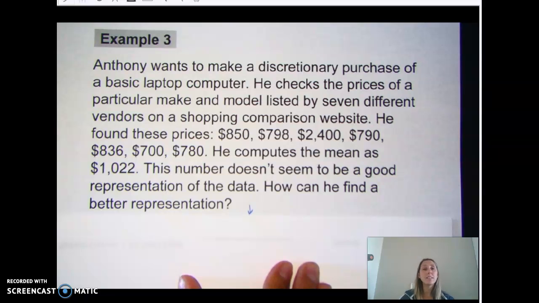So Anthony wants to make a discretionary purchase of a basic laptop computer. He checks the prices of a particular model and make listed by 7 different vendors on a shopping comparison website. He found that these prices are $850, $798, $2,400, $790, $836, $700, $780, and he computes the mean as $1,022. This number doesn't seem to be a good representation of this data. How can he find a better representation? The first thing I would like you to do is write these numbers smallest to largest. So please hit pause and do that.